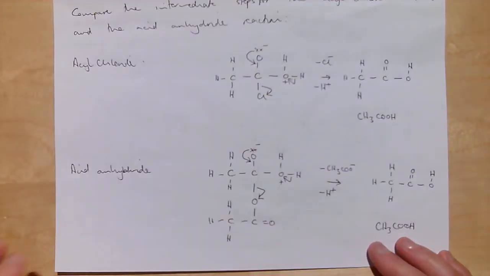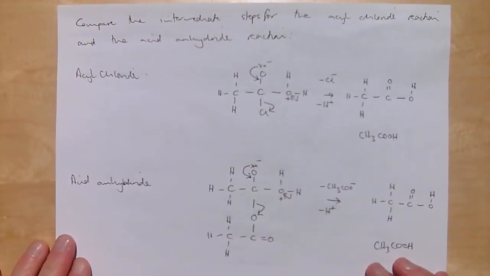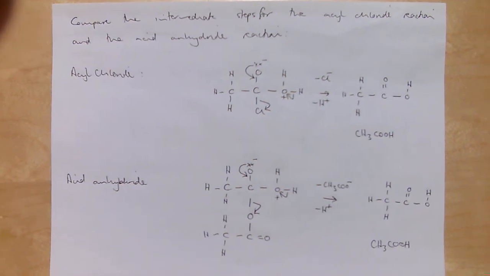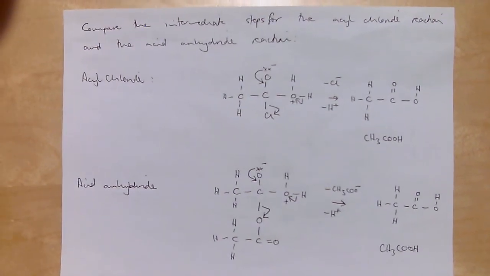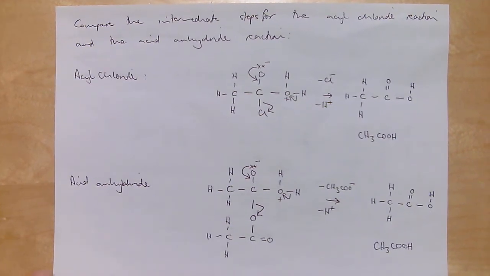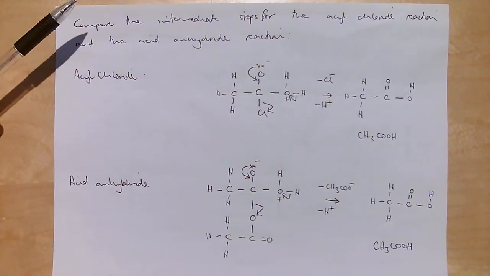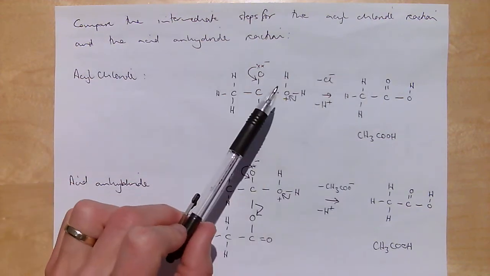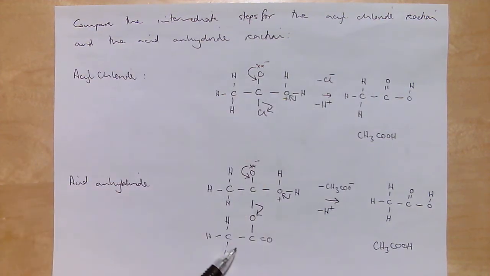Okay, let's just make absolutely sure that we understand what's going on with the intermediate steps in this reaction. Right, so compare the intermediate steps for the acyl chloride reaction and the acid anhydride reaction. Let's just look at the intermediates and how we drew them.